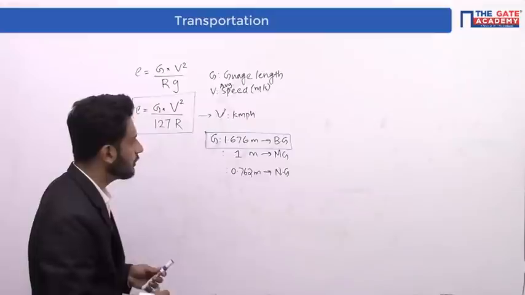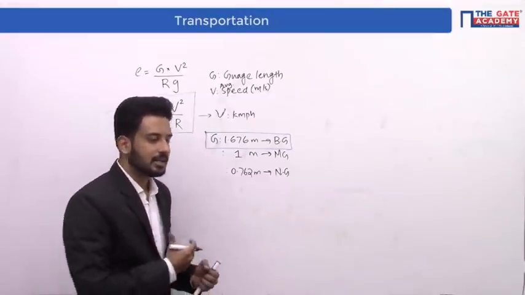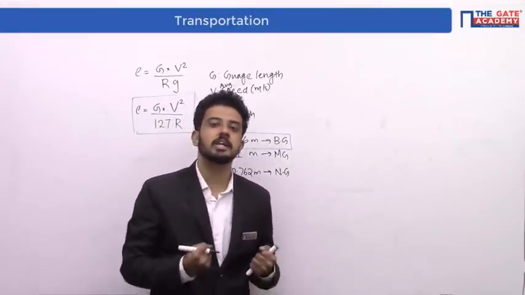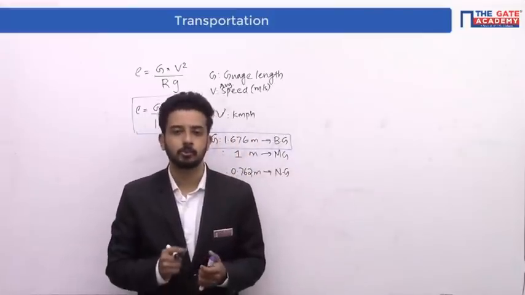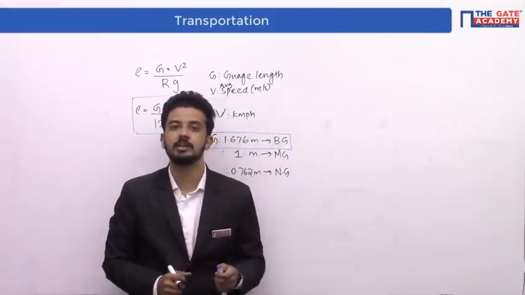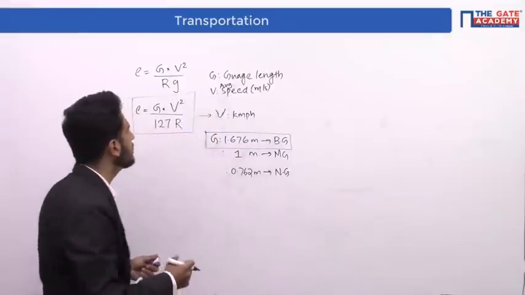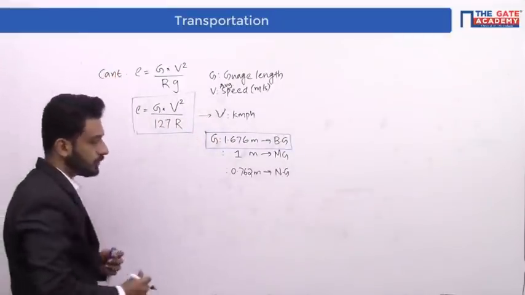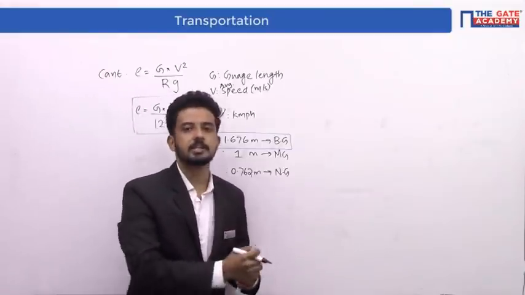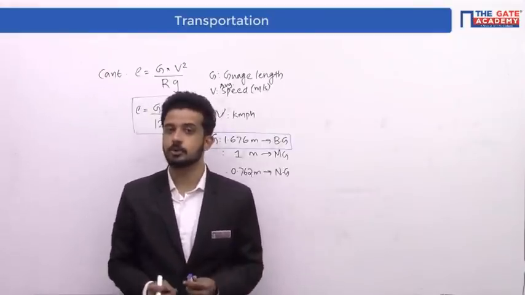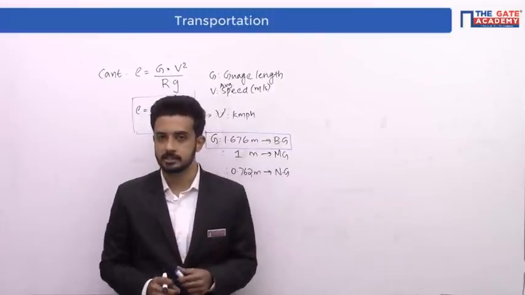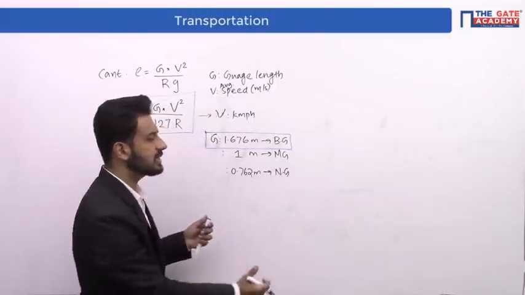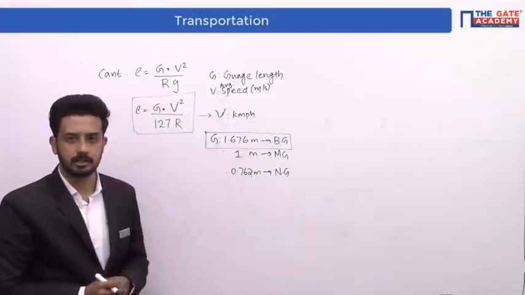Correct? So actually what is happening? They are getting a deficiency in super elevation. What is the other name of super elevation? Cant. Correct? Super elevation is also called cant. So a deficiency in super elevation, which is also called cant deficiency, is happening for such fast moving vehicles.